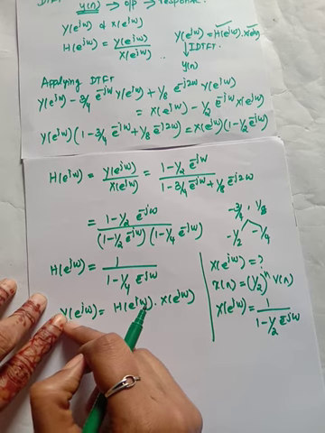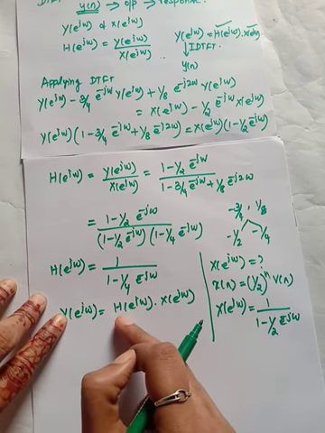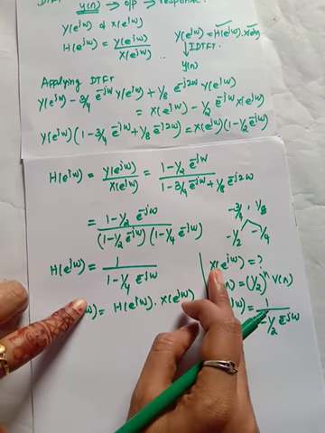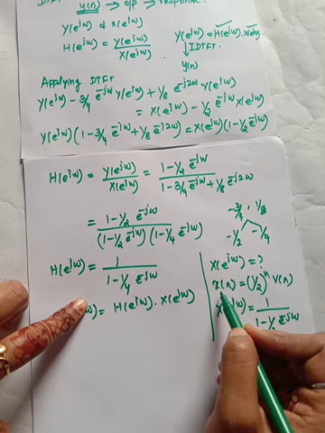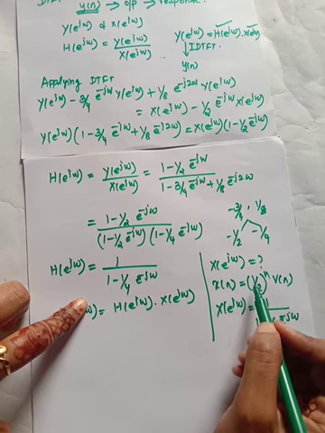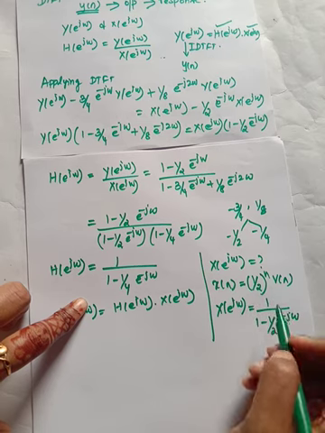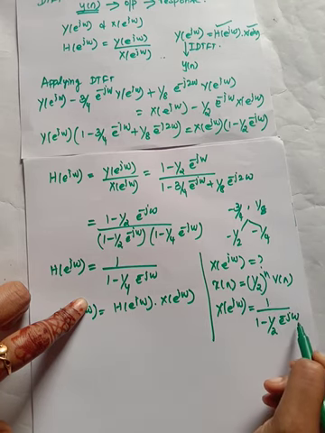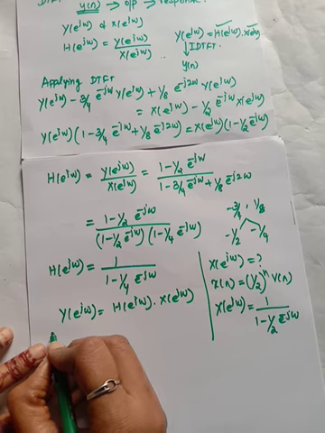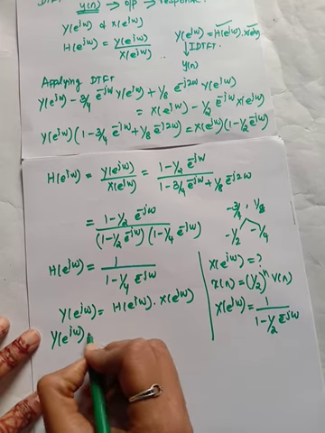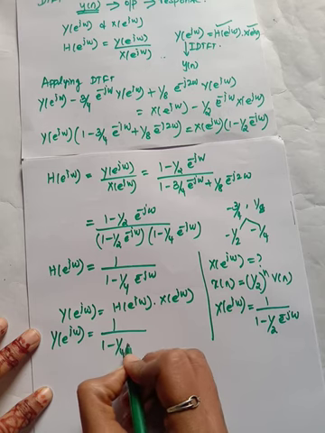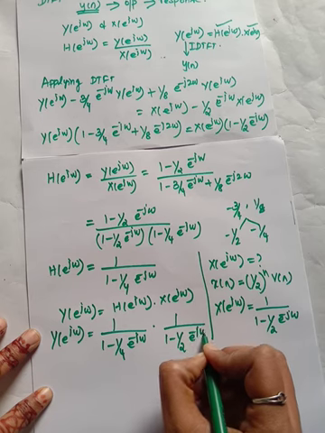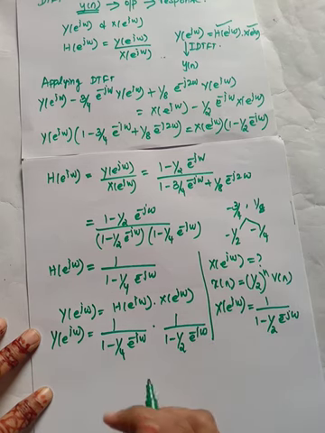The next step you need to find is the response. So here Y of e power j omega you need to find, which is H of e power j omega into X of e power j omega. So here you need to find X of e power j omega. You are given x of n which is equal to (1 by 2) the whole power n into u of n. So you know that the DTFT for this is 1 by 1 minus 1 by 2 e power minus j omega. So now multiplying, Y of e power j omega is equal to 1 minus 1 by 4 e power minus j omega into 1 minus 1 by 2 e power minus j omega. Okay, so this is what you will get.